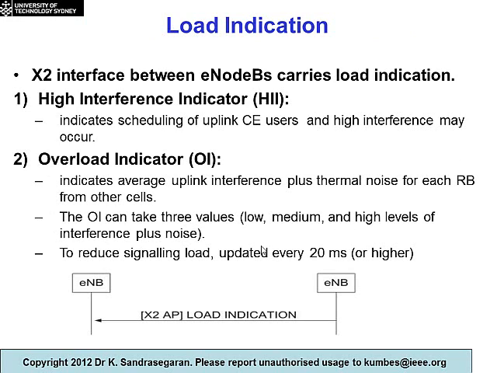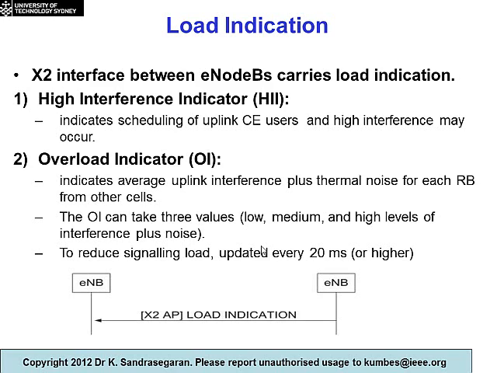One of the things that we use is called load indication. This is LTE specific. In LTE, we use something called load indication, which is sent on the X2 interface between eNodeBs. Now, there is also something called a high interference indicator, which is sent on the X2 interface. It indicates scheduling of uplink cell edge users.